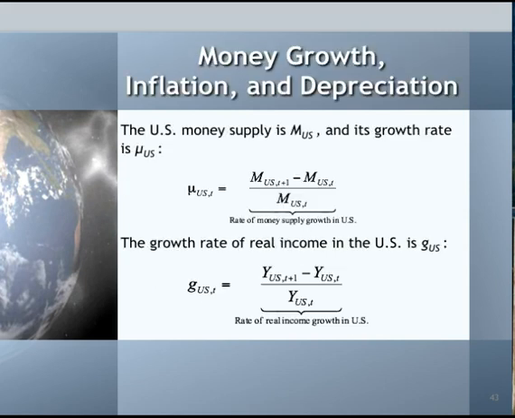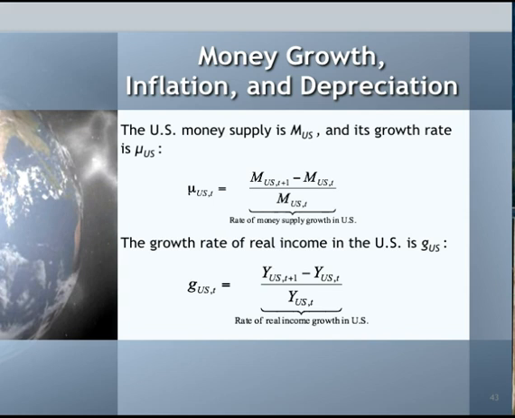Now what we're going to do is the same thing we did for the price level. Remember, for the price level, we analyzed how the price level could change, and that changing price level we called inflation, and we represented it with the Greek letter pi. Now we're going to do the same thing for the money supply. We're going to talk about its growth rate, and we're going to call that variable mu, the Greek letter mu.